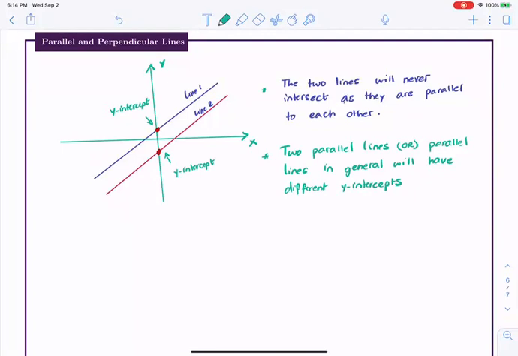So two parallel lines, or parallel lines in general, will have different y-intercepts, because if they share the same y-intercept, then the lines cannot be parallel to each other. So if you work on a problem and you end up getting two parallel lines with the same y-intercept, then you definitely made a mistake somewhere. The next remark.